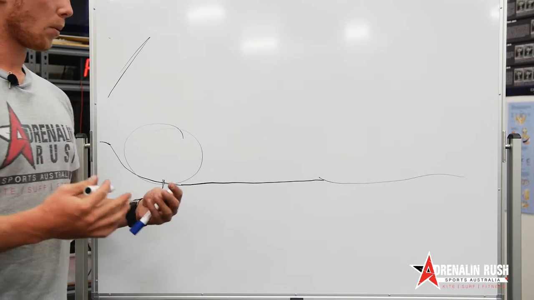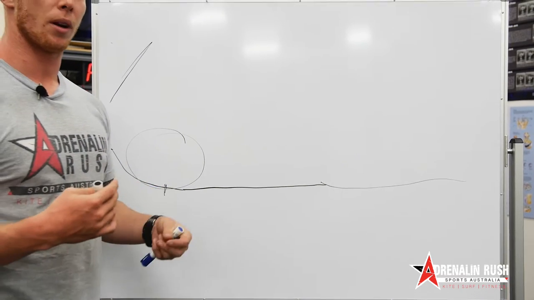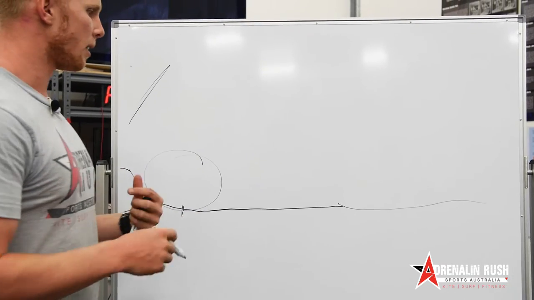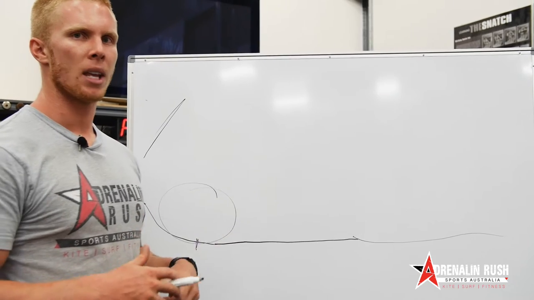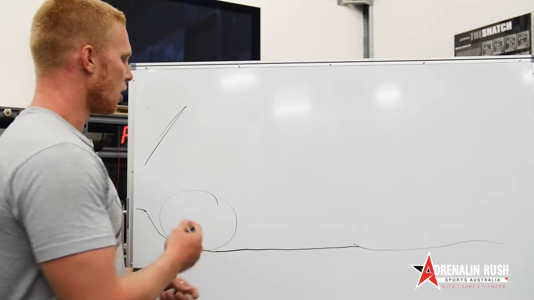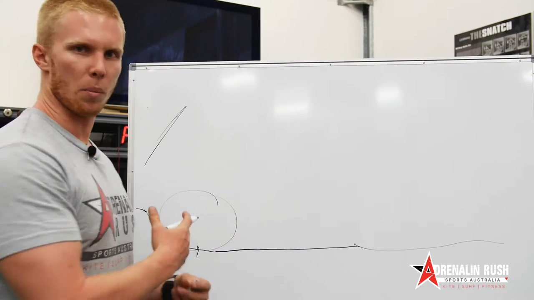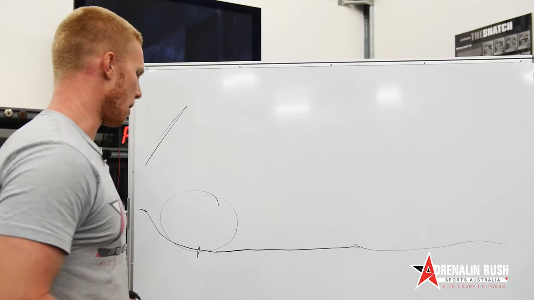Now, what I'm trying to discuss in reference to wind direction is basically understanding what wind directions we can kite in and what wind directions we can't kite in, and what's going to be the safest. So this is a pretty standard style beach, just a nice long beach.